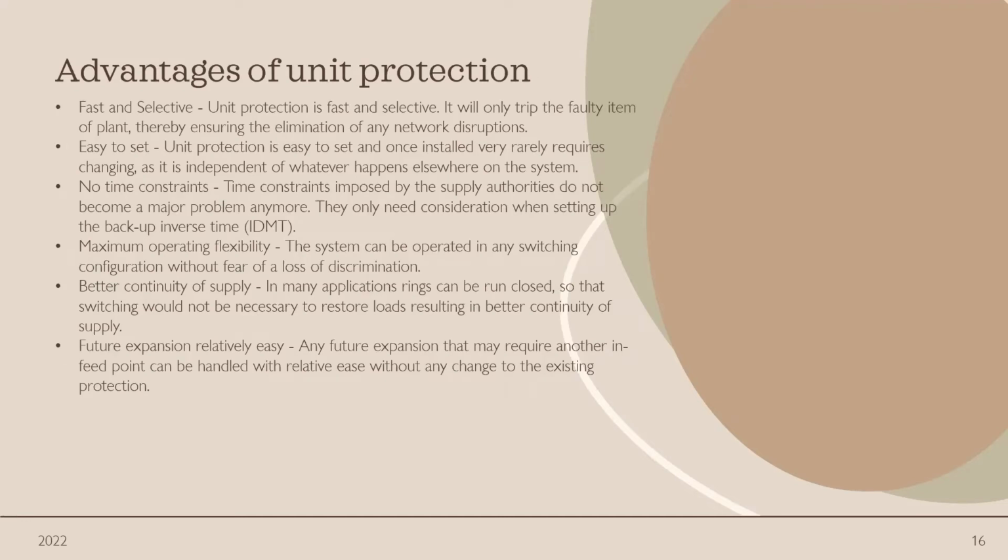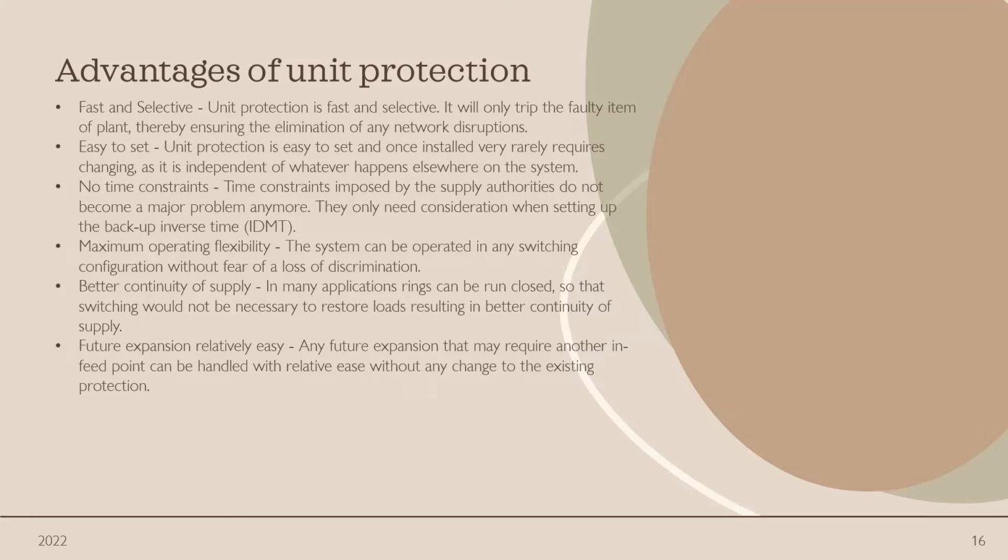Advantages of unit protection. Fast and selective. Unit protection is fast and selective. It will only trip the faulty item of plant, thereby ensuring the elimination of any network disruptions. Easy to set. Unit protection is easy to set and, once installed, very rarely requires changing, as it is independent of whatever happens elsewhere in the system. No time constraints. Time constraints imposed by the supply authorities do not become a major problem anymore. They only need consideration when setting up the backup inverse time.